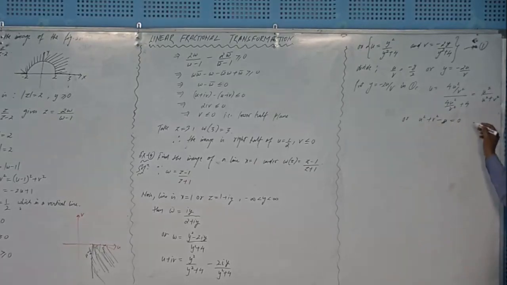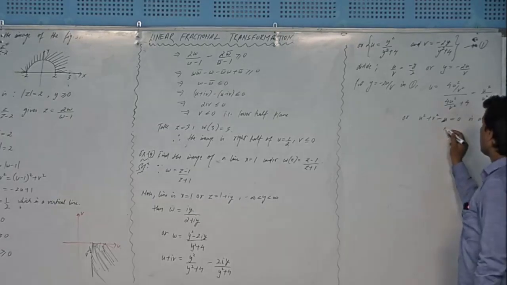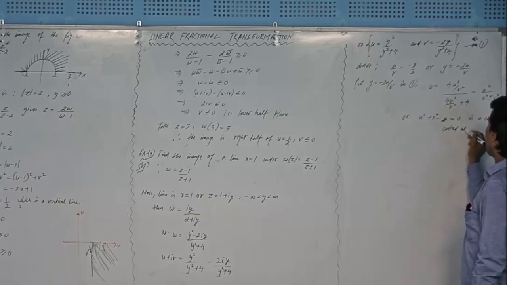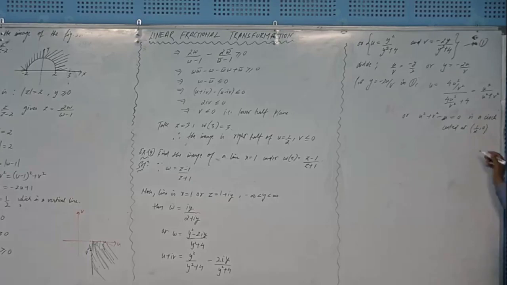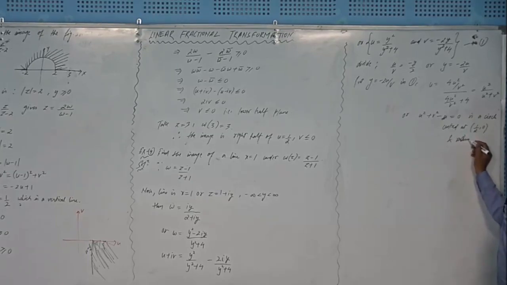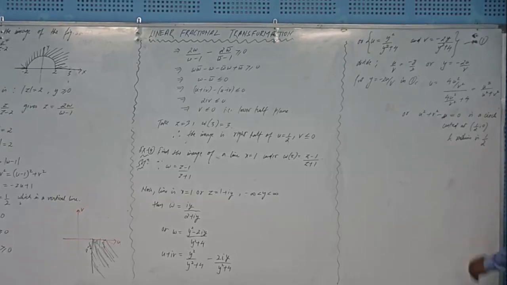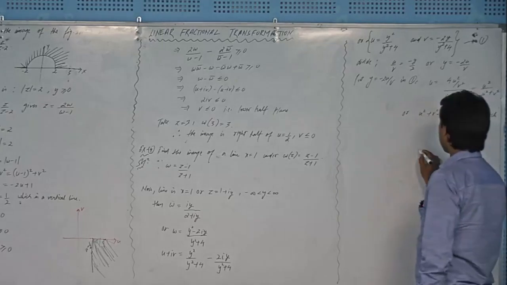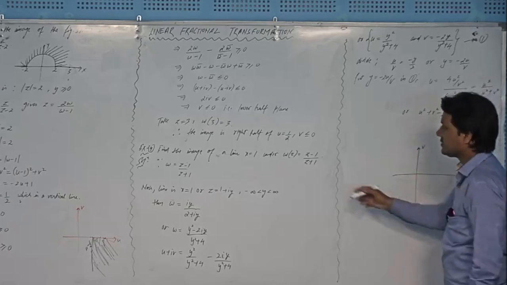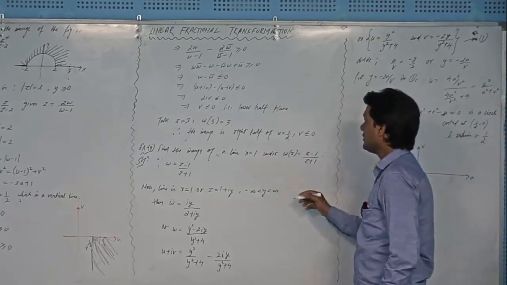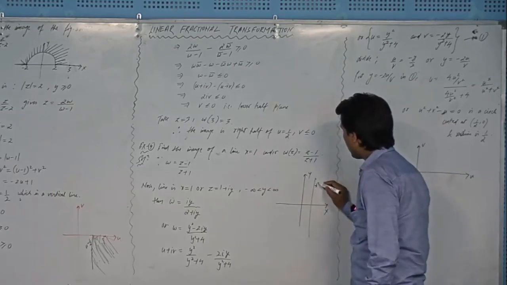And you can see that this is the equation of a circle, centered at, the center is minus half the coefficient of u, that will be 1 by 2 comma 0, and radius equal to 1 by 2, right? So I will draw that image circle. This is your u axis, this is your v axis, right? And I have not drawn that line. That line was x axis, y axis. This is the line x equal to 1, right?